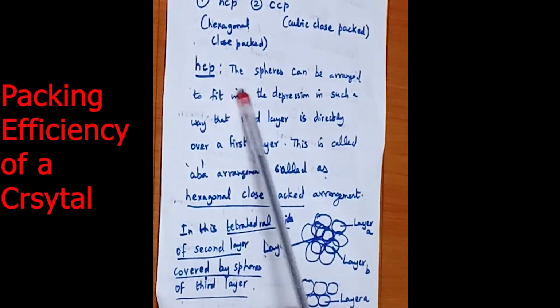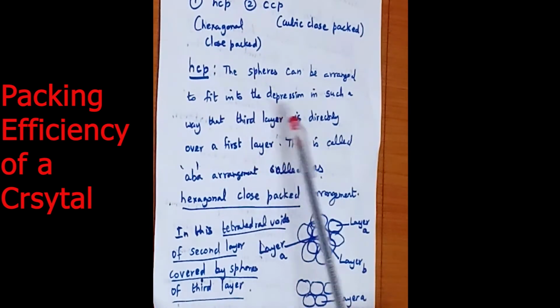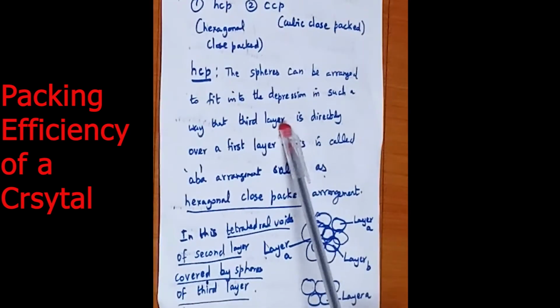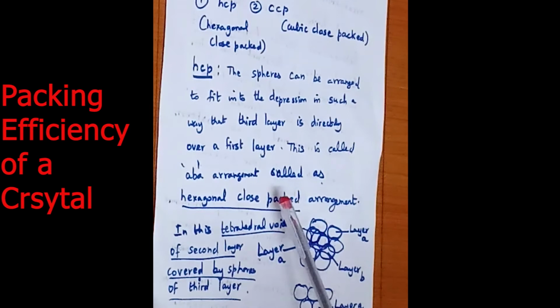So here in HCP arrangement, the spheres are arranged in such a way that they fit into the depression where the third layer is directly above the first layer. சரியா? Third layer form ஆகி first layer second layer பார்த்தோம். Third layer வந்து எங்க இருக்கும், they are directly above the first layer, which is called as ABA arrangement.